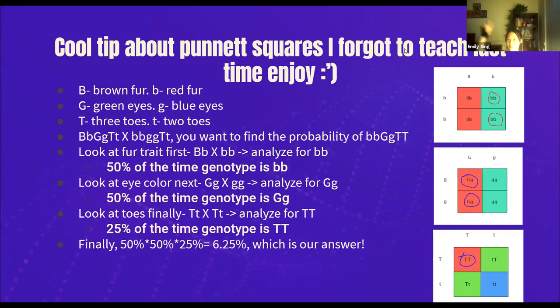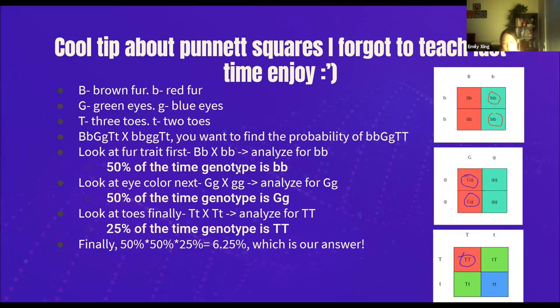So that's the first diagram in the top right. And then let's look at the eye color next. Same process. You find that 50% of the time the genotype is capital G and then little g. And then you finally look at the toes and you find that 25% of the time the genotype is two capital T's. So they're all shown in the Punnett squares on the right.